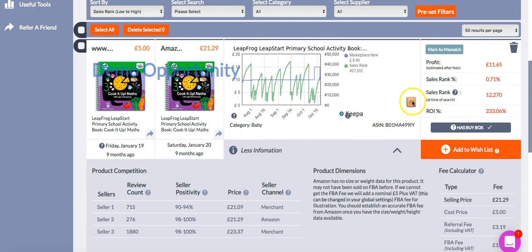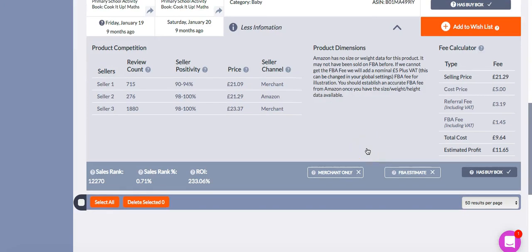You can click here if you want to go and look at Camel. Profit, sales rank, percentage, and the ranking at the time. Obviously, Keepa would use more than the ranking because the ranking is a snapshot in time, but this is a bit more of an average fluidity of the market at the moment. Merchant owned, what does this mean?